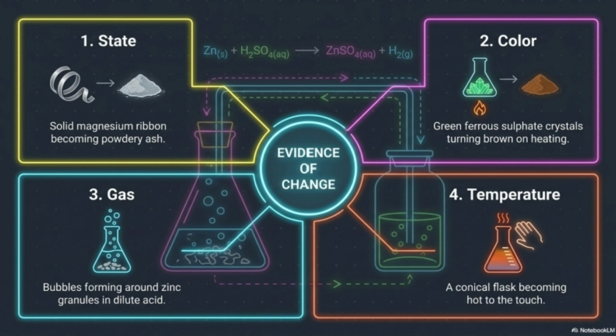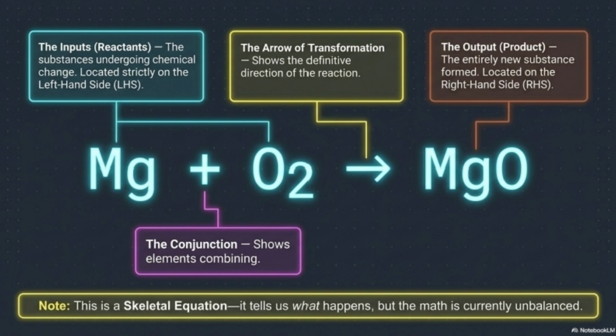To write this down neatly, we use chemical equations. On the left-hand side, we have our reactants, the initial substances undergoing the change. The arrow points in the direction of the transformation, leading us to the right-hand side, where our entirely new products sit. Keep in mind, this basic equation is called a skeletal equation because the math isn't balanced just yet.